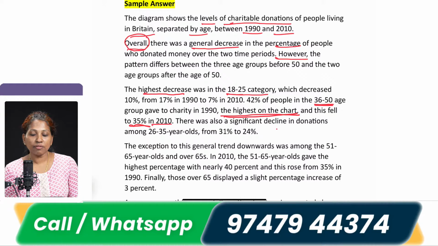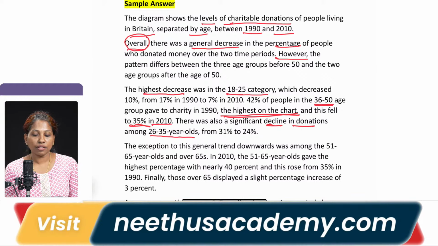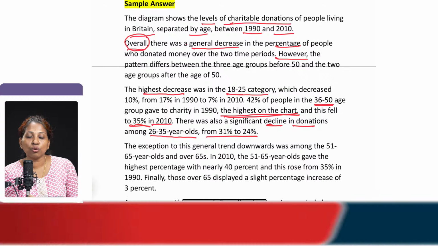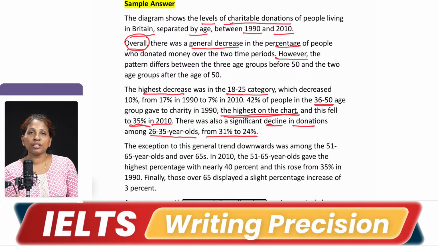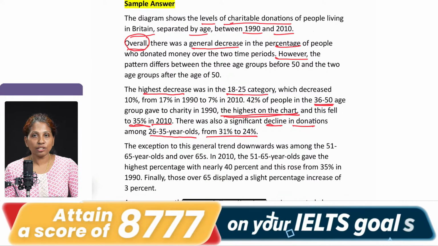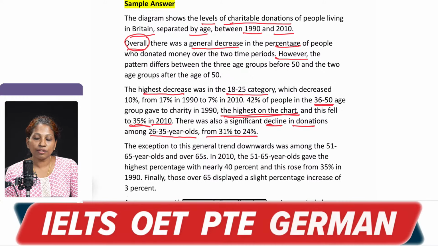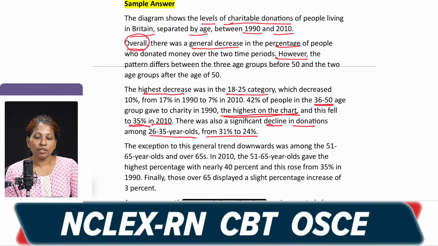There was also a significant decline in donations among 26 to 35-year-olds, from 31 to 24%. So in all these age groups there's a decrease, which we already mentioned in your overview. There's a general decrease, which means the donations have declined, but for different age groups the percentage is different. That is what is mentioned in your first paragraph with 18 to 25, 36 to 50, and 26 to 35-year-olds.